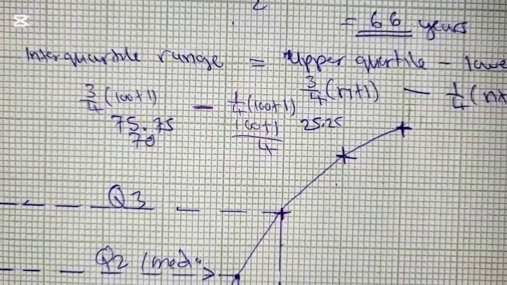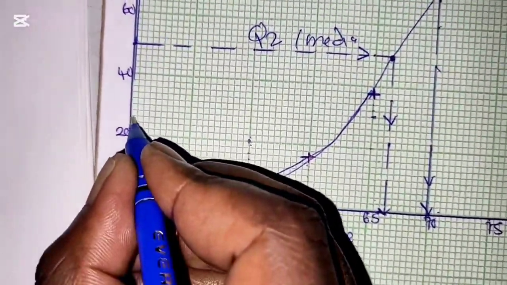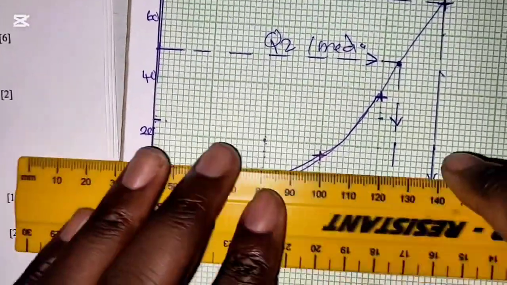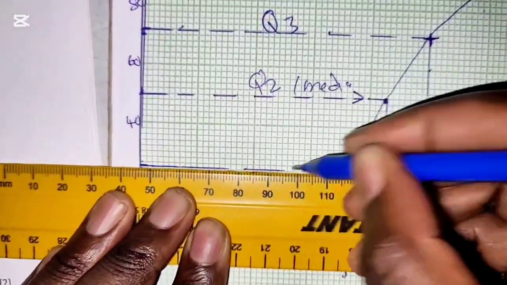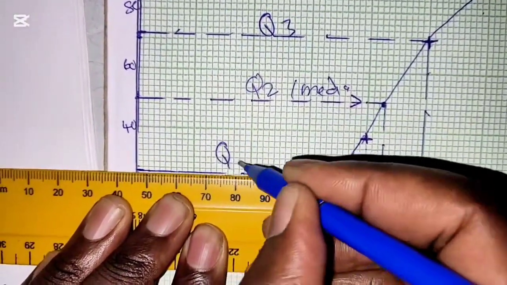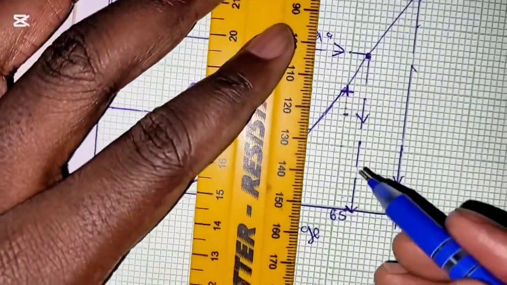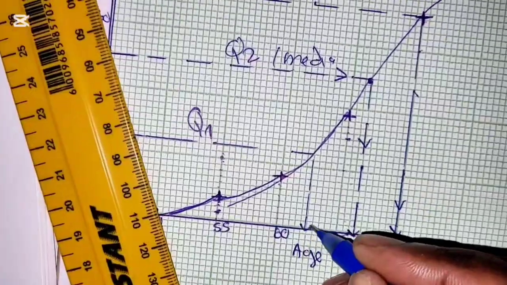25.25. So 20 is here, 22, 24, 26 or somewhere here. Right. So that's our lower quartile. So lower quartile is what? This one is Q what? Q1. Lower quartile. Right. So right here, what do we get?